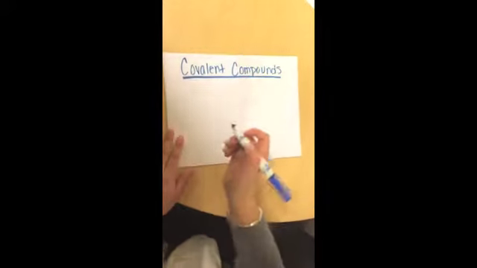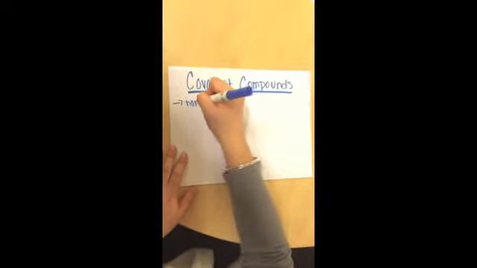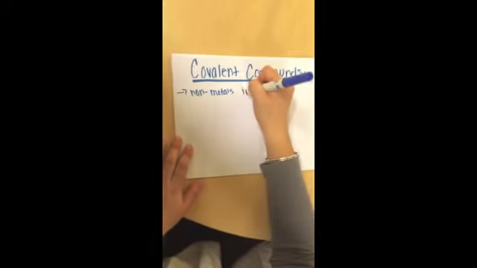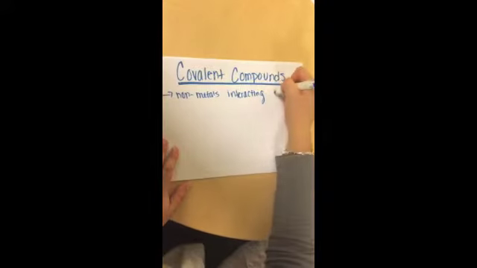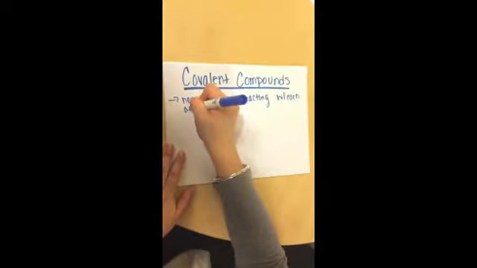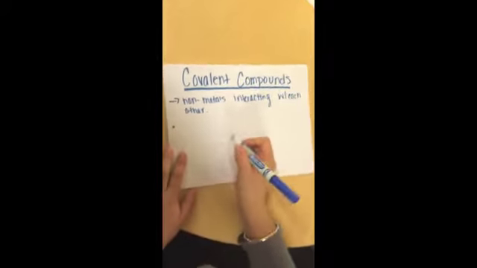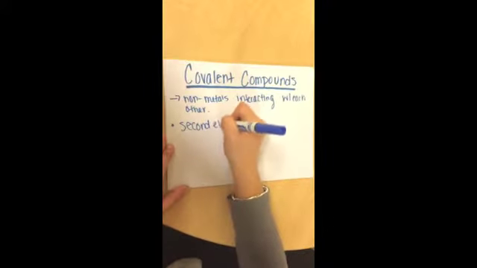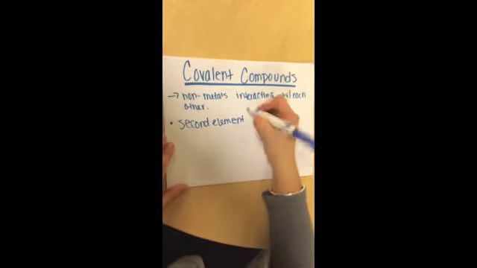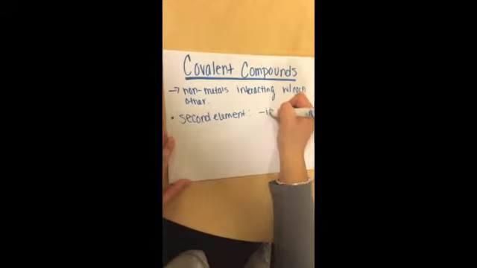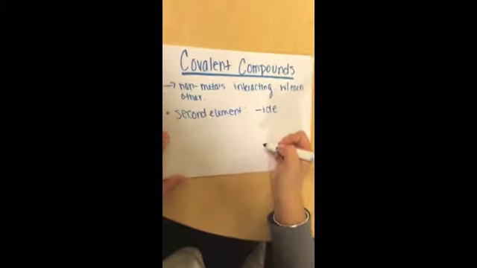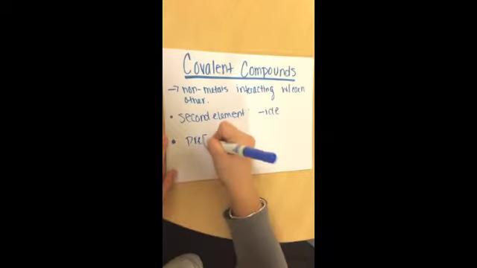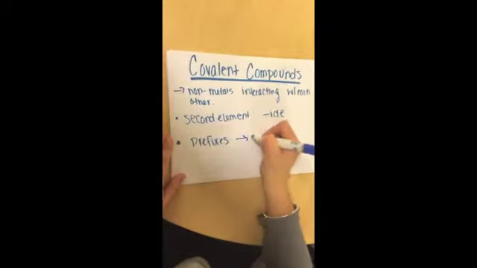Okay. Now we're going to talk about covalent compounds. So what are covalent compounds? They are nonmetals interacting with each other. So now how do we name these compounds? One rule is that the second element will have the suffix "ide" added to it. The other rule is that there will be prefixes based on the subscript.